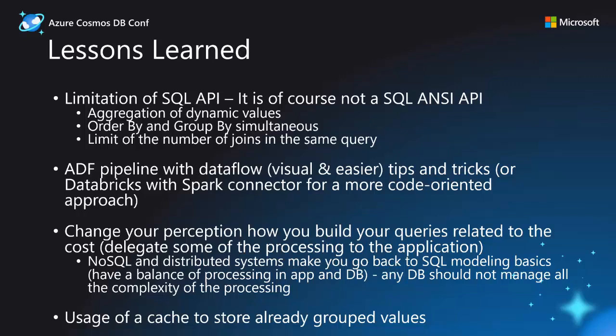One of the ways to do that is to use a cache of already grouped values. That will first be cheaper because you don't hit the database, and second it will be much faster because you're doing it in memory. So these kinds of optimization techniques are really important for NoSQL databases.